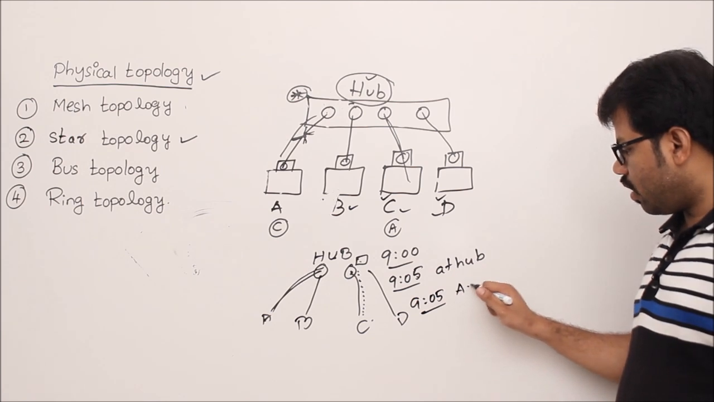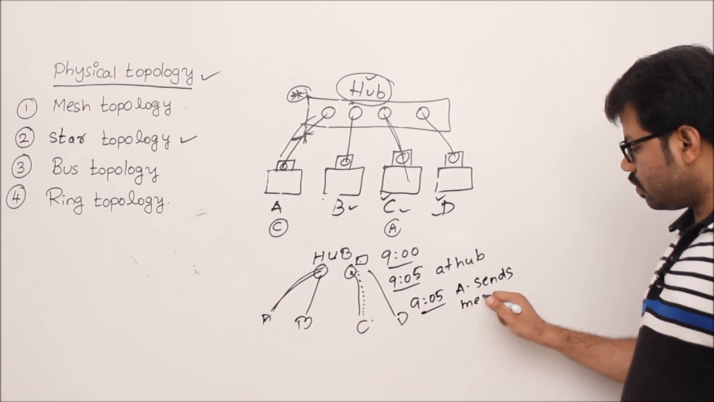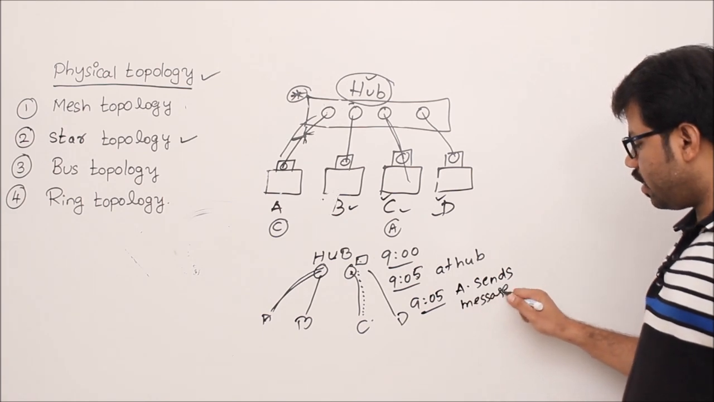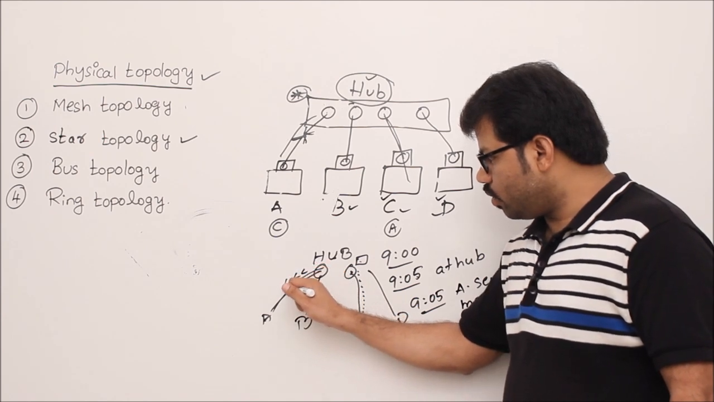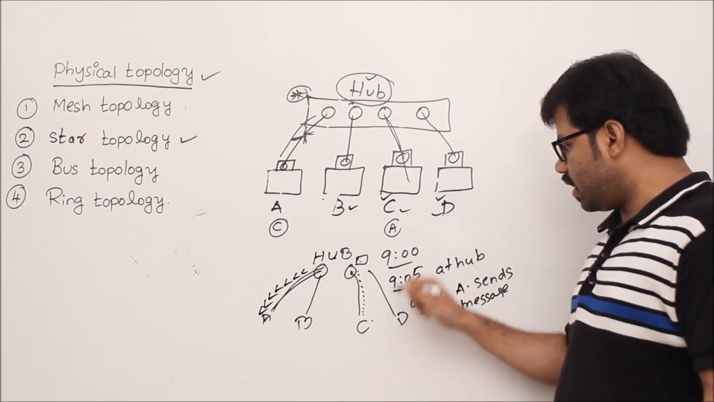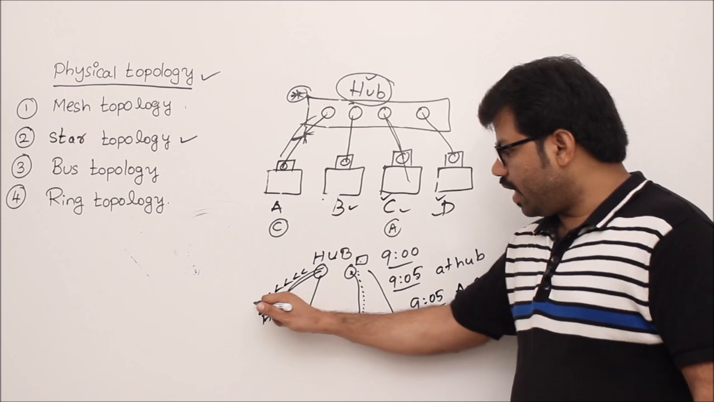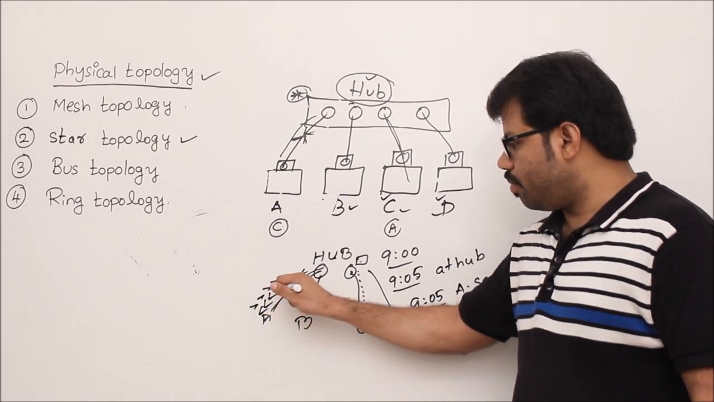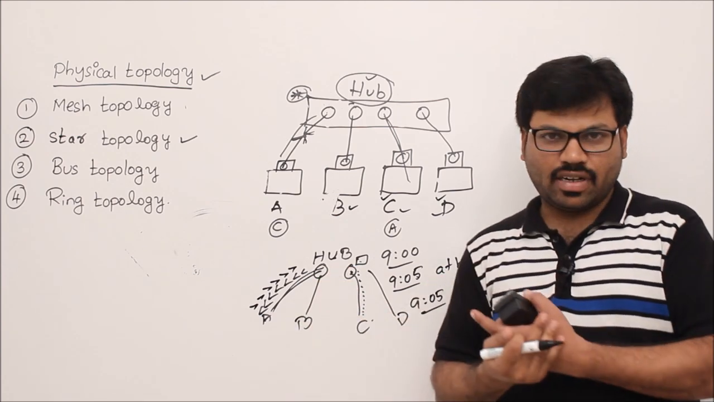Okay, now at 9 o'clock 5 minutes, A sends a message. Now see, there are two messages in the line, correct? At 9 o'clock 5 minutes some message is coming to A. Why? Because C relayed some message, correct? C relayed a message. Now at the same time A is also sending a message to the hub. Yes, it can happen. Then signals will be garbled, correct?